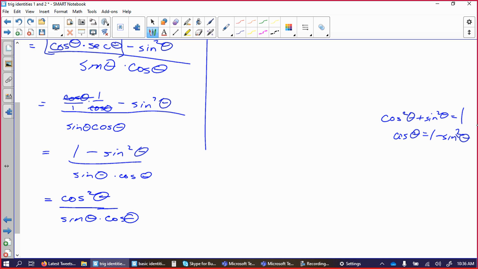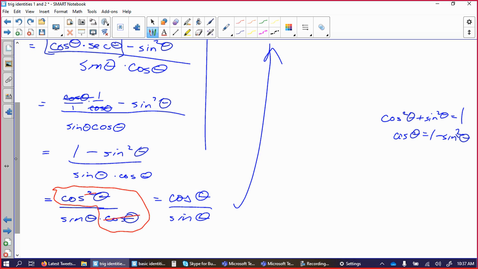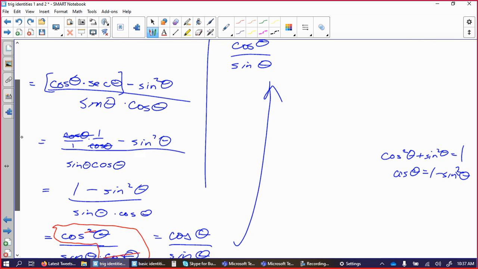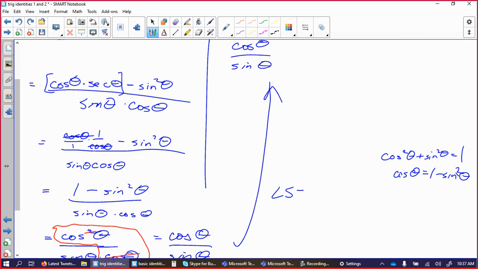If we have this bit here, well, I've got a squared and 1. That's going to cancel with that. So we're left with cos of theta over sine of theta, which if we remember from way up here, left side equals the right side.